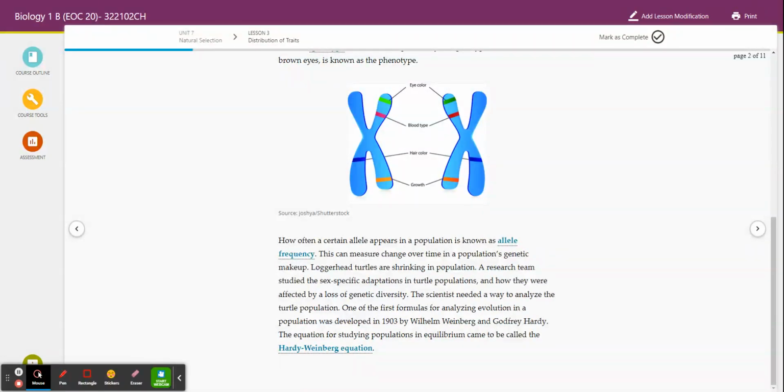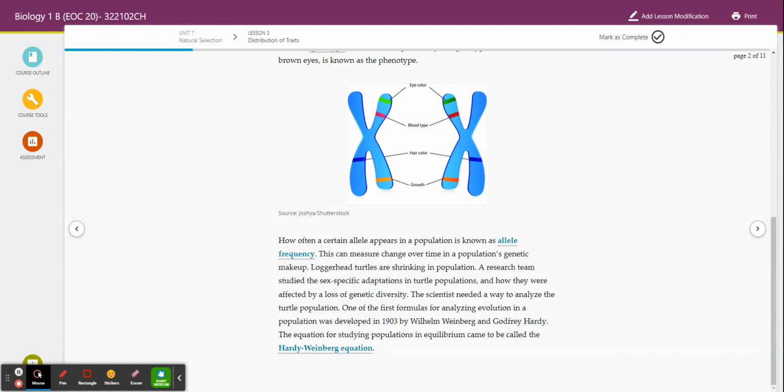How often a certain allele appears in a population is known as allele frequency. This can measure change over time in a population's genetic makeup. Loggerhead turtles are shrinking in population. A research team studied the sex-specific adaptations in turtle populations and how they were affected by loss of genetic diversity. The scientists needed a way to analyze the turtle population.